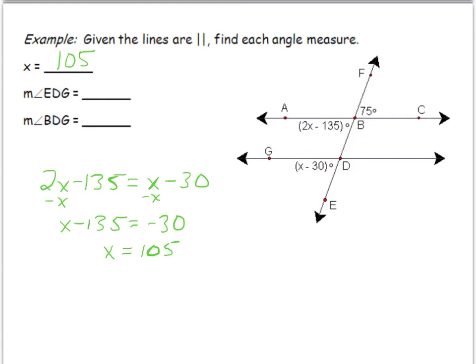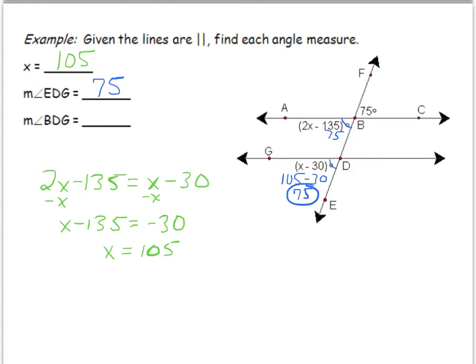So now that we've got x, we're going to fill in our measurements for our angles, and it says the first one we want to do is angle EDG. So E to D to G would be this angle right here, and since we know that our x was 105, 105 minus my 30 ends up giving me 75. So the angle degree measure there is 75, which means that this angle here should also be the same, and we knew that because of the vertical angles also. But the last thing you have to do is figure out what angle BDG is.